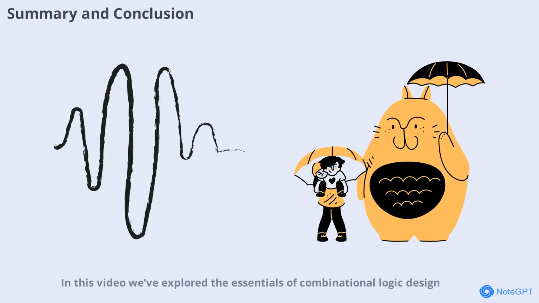In this video we've explored the essentials of combinational logic design, from representing Boolean functions with SOP and POS, to simplifying them with K-maps and the Quine-McCluskey method, and finally, to understanding the key combinational circuits and their applications. Mastering these concepts is crucial for anyone working with digital systems.